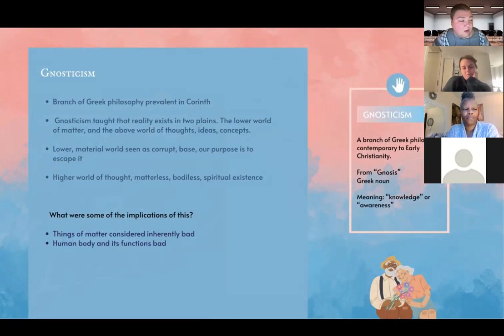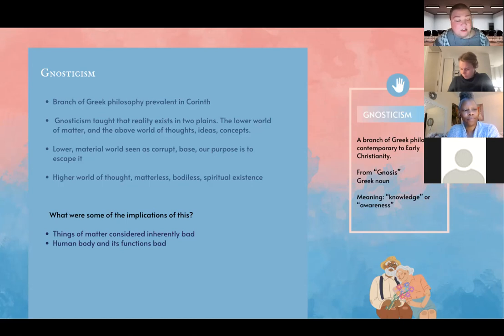One branch of Greek philosophy which was particularly prevalent in these times and in Corinth was called Gnosticism. Gnosticism taught that reality exists in two planes. One is the lower material world, the world of matter, and above is the world of thoughts, ideas, concepts, the immaterial spiritual world. The lower world was taught to be corrupt, base, sinful, and it is our purpose to escape into the higher world of thought, the matterless, bodiless, spiritual experience.